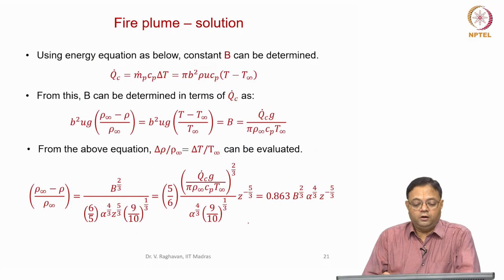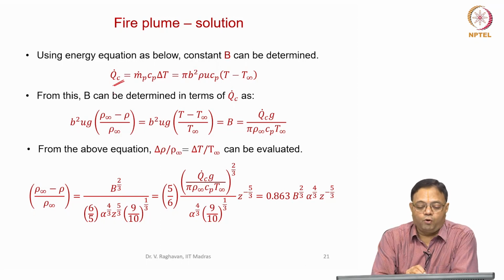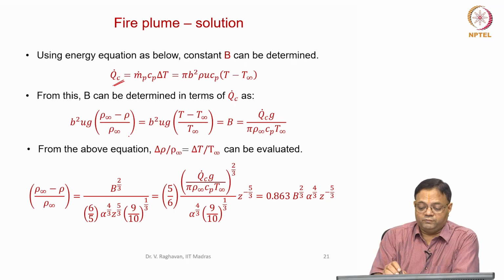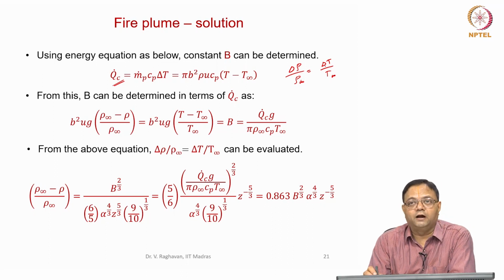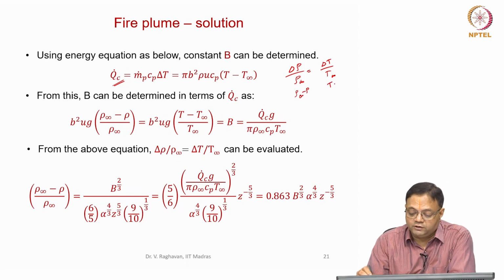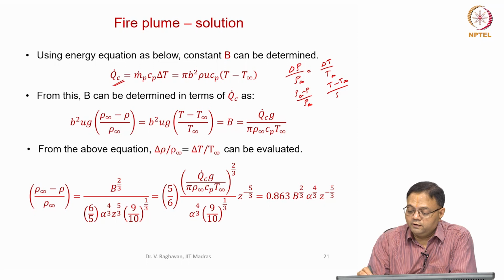Now you know that the convective energy flow rate Q dot C equals m dot Cp delta T, which is pi b square rho u Cp into delta T. From this equation, one more thing I know is delta rho by rho infinity equal to delta T by T infinity. I keep both delta rho and delta T as positive. That means here delta rho will be equal to rho infinity minus rho, because rho infinity is greater than rho, but delta T will be equal to T minus T infinity. Do you understand?